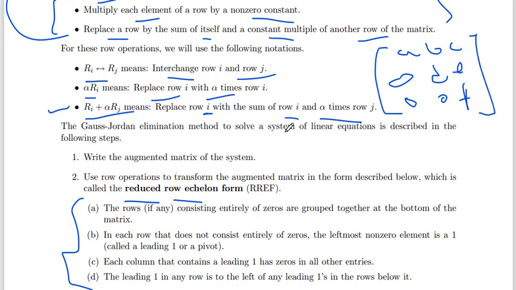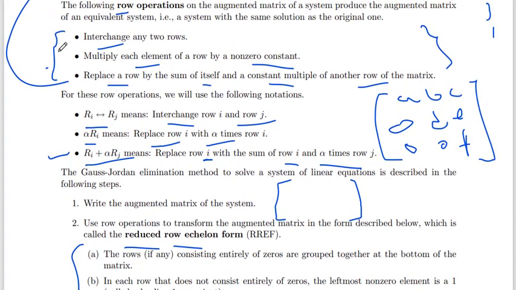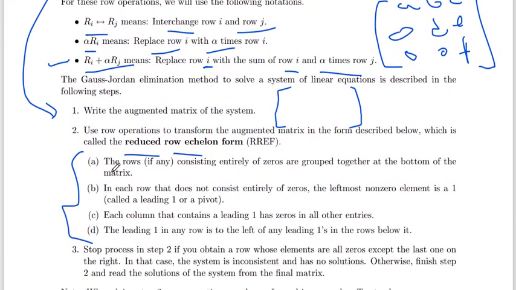Now what is the reduced row echelon form? Then we will know how to apply row operations and how to transform this matrix into reduced row echelon form. Okay, so let's talk about the first step.